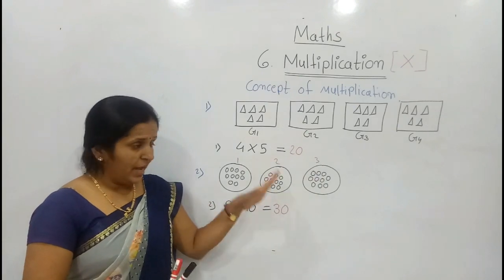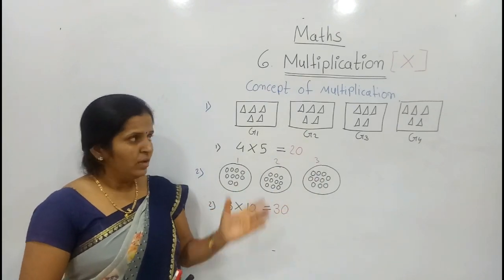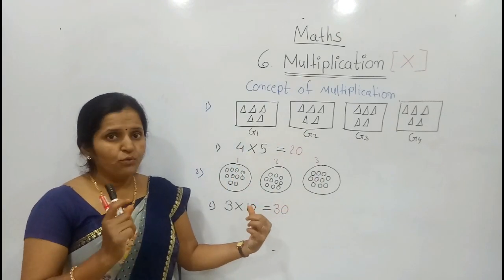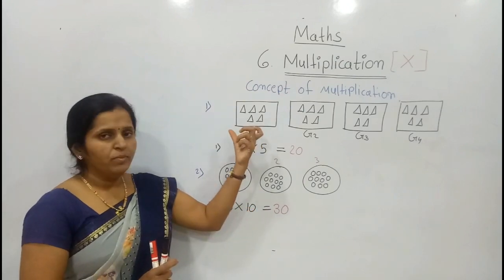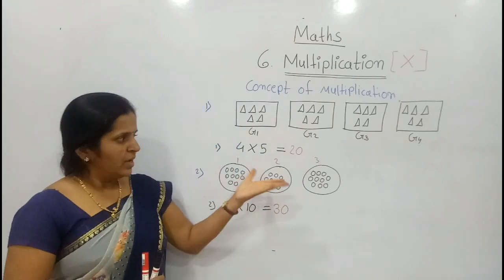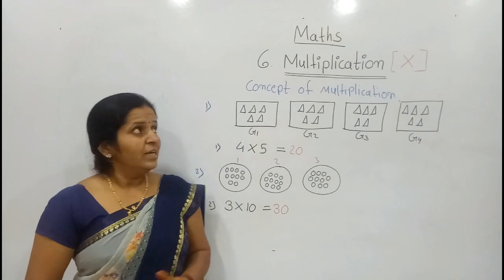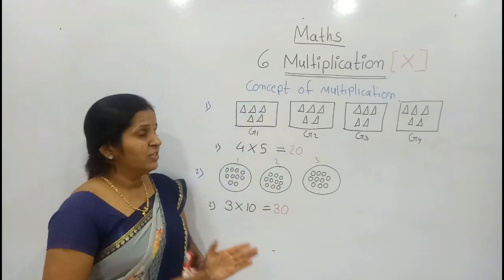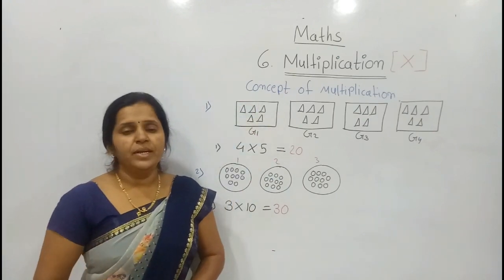But for that, again I am telling you what is the rule. Firstly write the number of groups. Then in each group how many objects are given. And let's do the multiplication. In this way, this is our topic, multiplication, to avoid the repeated addition.